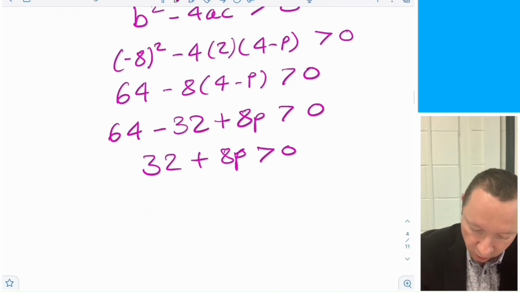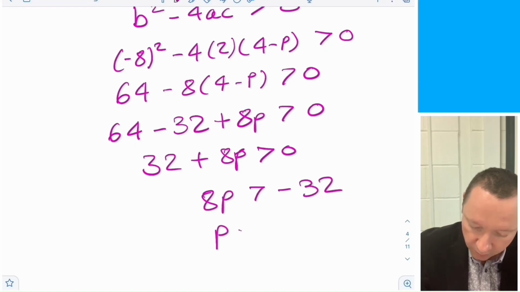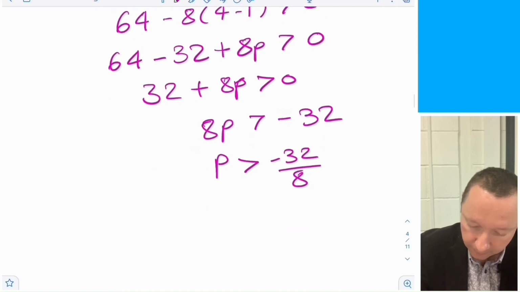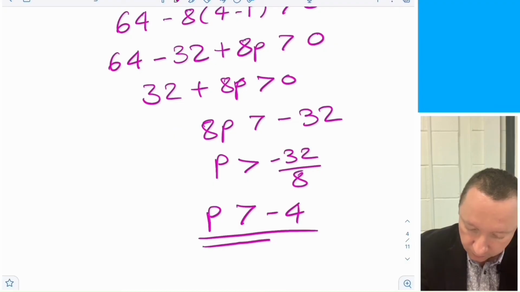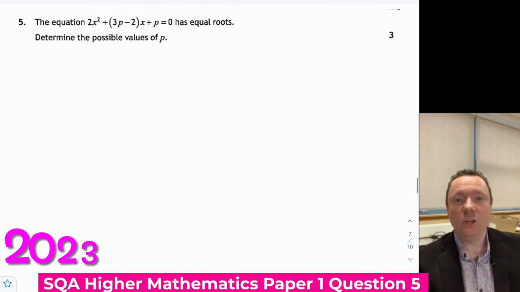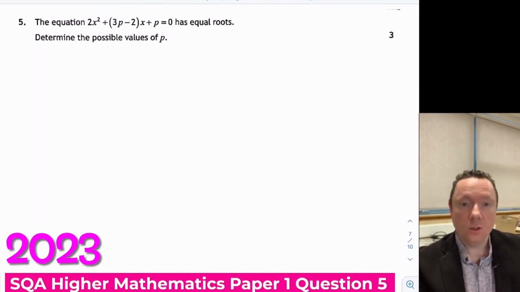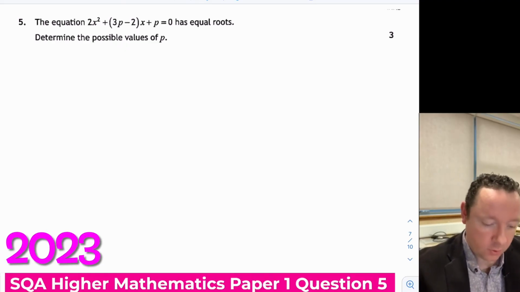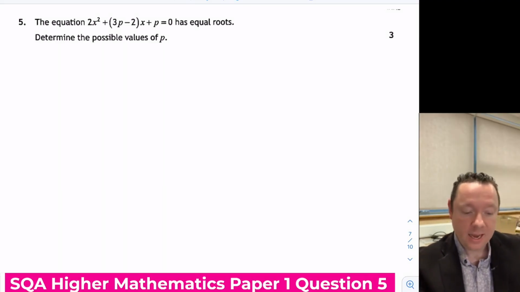Take the 32 to the other side, we get 8p is greater than negative 32. So p must be greater than negative 32 over 8. 8 fours is 32, so p is greater than negative 4. And we're done. Okay. SQA Higher Maths 2023, Paper 1, Question 5. The equation 2x squared plus (3p minus 2)x plus p has equal roots.